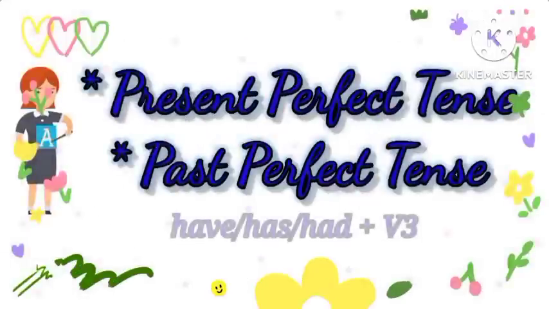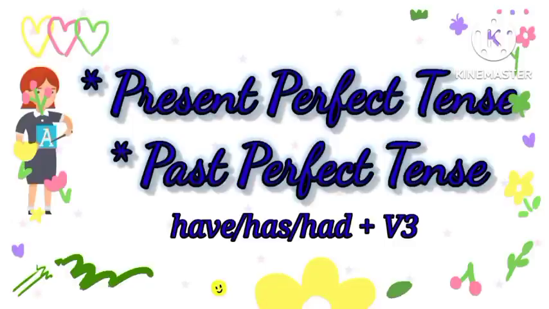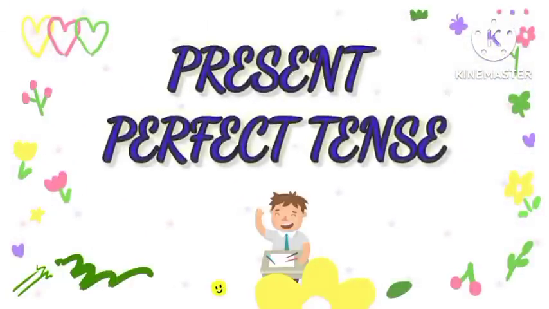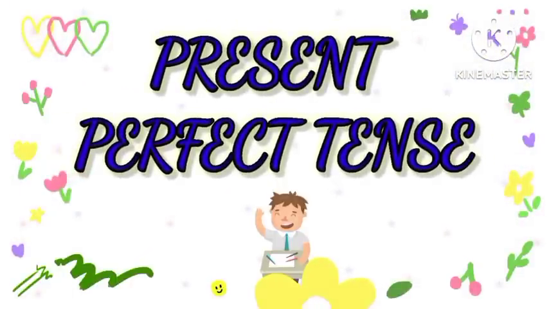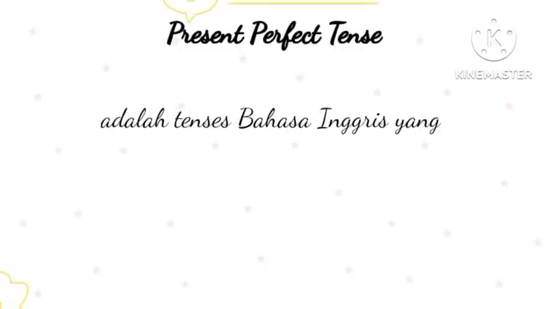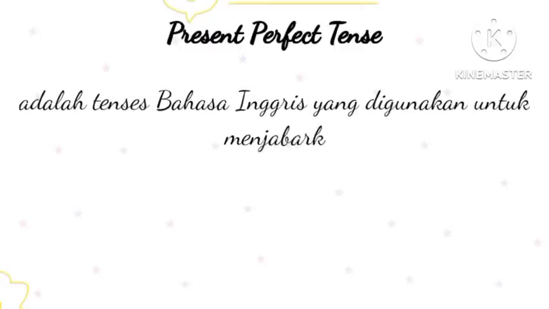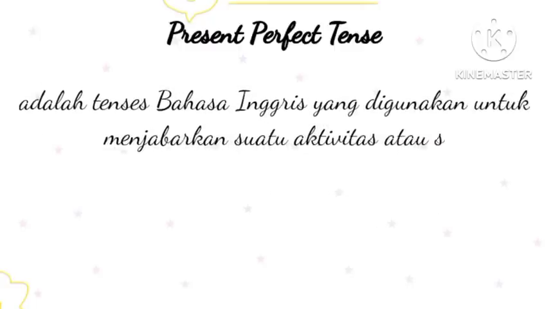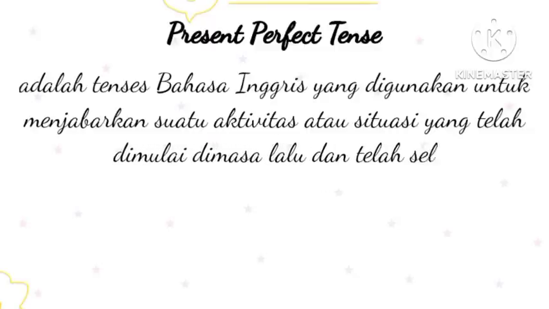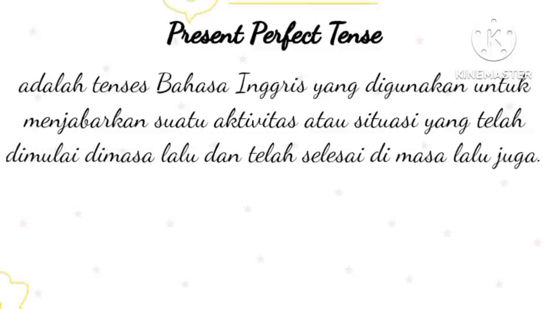Excellent, everybody. I'm going to talk about present perfect tense and past perfect tense. Have, has, had, plus verb 3. Okay, now let's go on to the first lesson, present perfect tense. Okay, what is present perfect tense? Present perfect tense adalah tenses bahasa Inggris yang digunakan untuk menjabarkan suatu aktivitas atau situasi yang telah dimulai di masa lalu dan telah selesai di masa lalu juga.